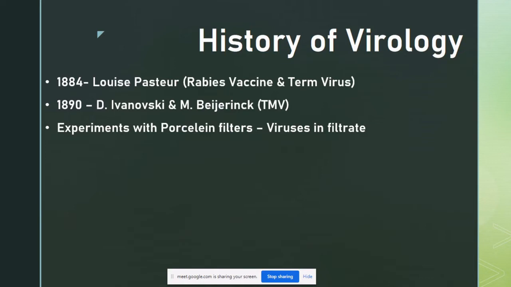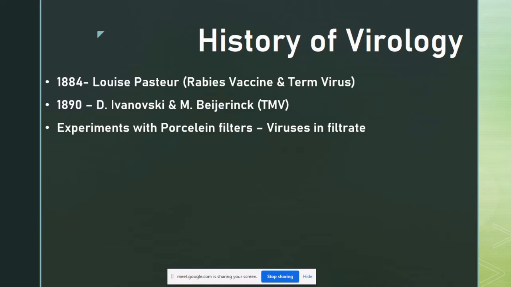But when they rubbed that egg filtrate on a healthy tobacco plant leaf, to their surprise, that plant also got the infection. So they realized that there is something even smaller than the bacteria that is existing, which is able to cause infection in plants. And that is how they came up with the first virus, that is tobacco mosaic virus.